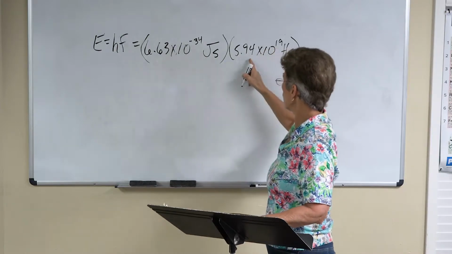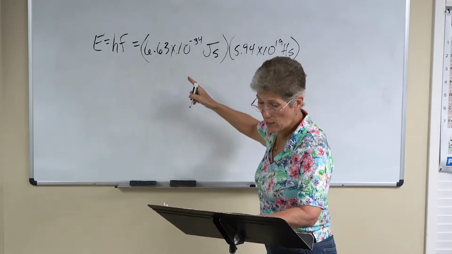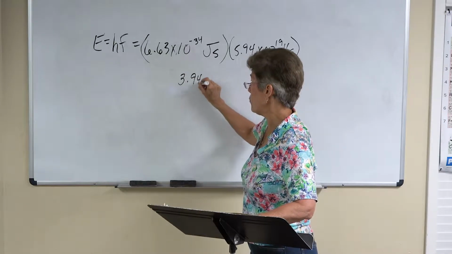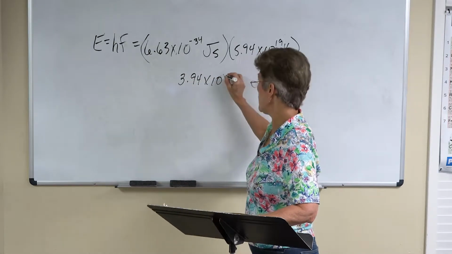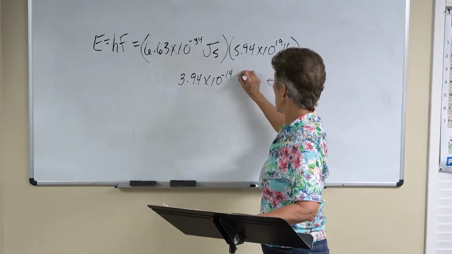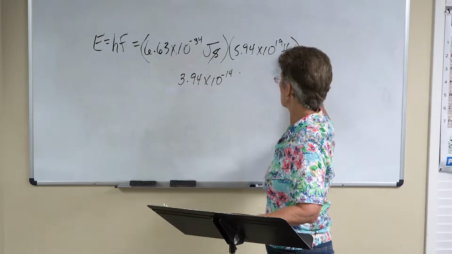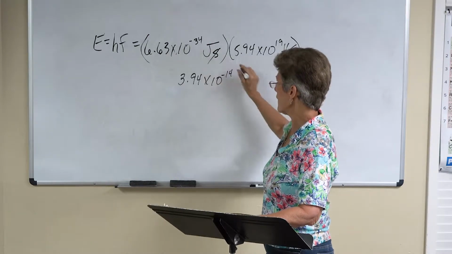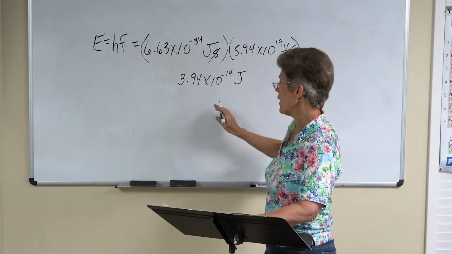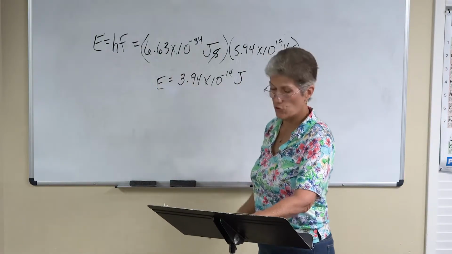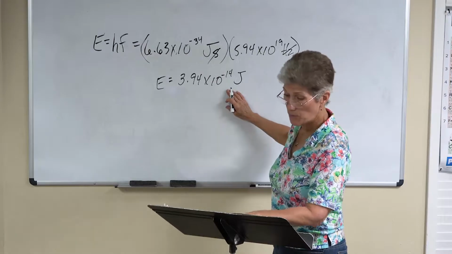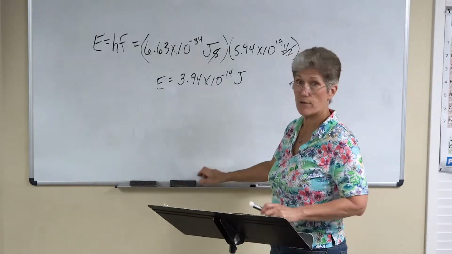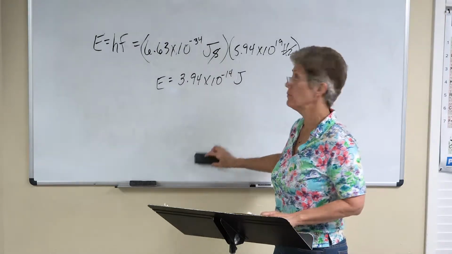We have 3 and 3 significant figures. You're going to do all this in your calculator. Your answer has to be in 3 significant figures, so it's 3.94 times 10 to the negative 14th. The per second will cancel with this second, so you'll be left with just joules. And that's what you want because you're trying to find the energy in this particular photon. And therefore, your answer needs to come out in joules, which is an energy.